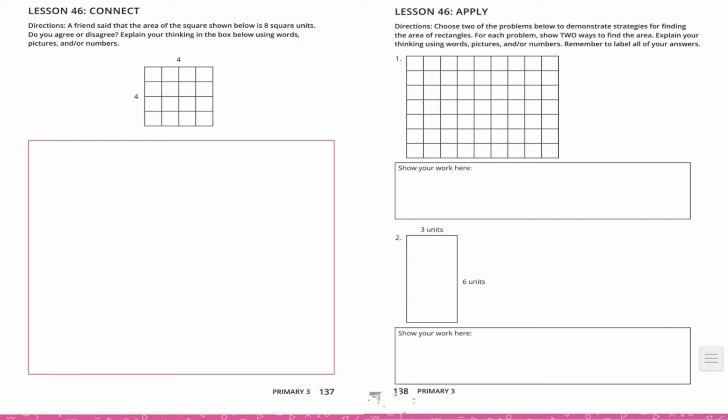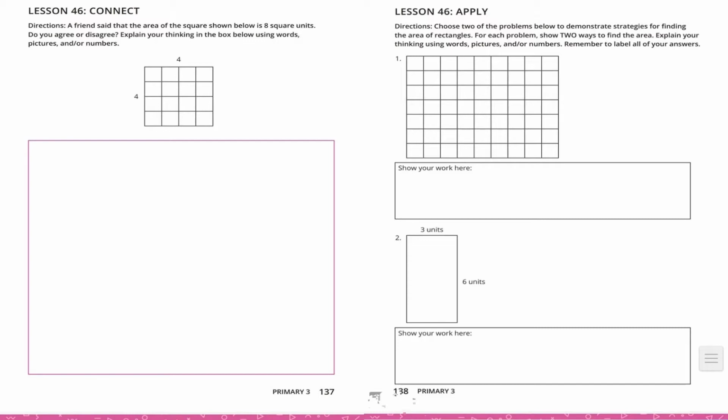To find the area of a square, we have 3 ways. We can count all squares, or we can multiply length times width, or we can multiply rows times columns. We know that the length and width are equal, so the rule of the area of a square equals side times side. Side times side equals 4 times 4.